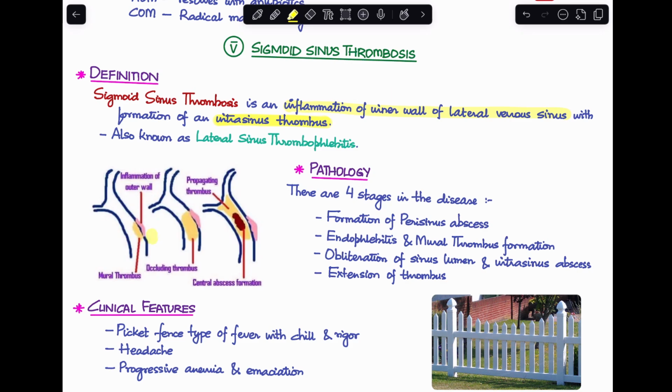If you see in this image over here, the outer wall gets inflamed first, and there is a perisinus abscess formation that first happens. This then leads to the next stage where there is a case of endophlebitis, and a mural thrombus starts to form inside the venous sinus. Now, the thrombus that is formed inside starts expanding and starts to occlude the lumen of the sinus and leads to the development of an intrasinus abscess. And once the intrasinus abscess is completely occluded, it starts to extend both proximally as well as distally. So that's the pathological process that happens in sigmoid sinus thrombosis.